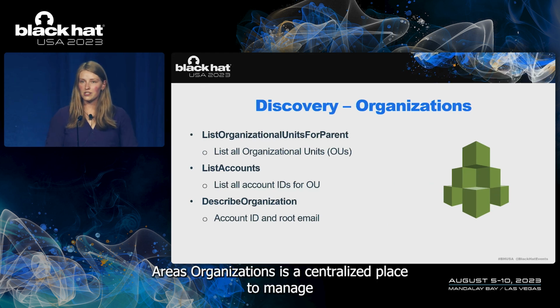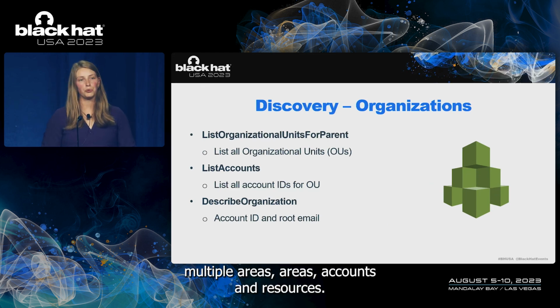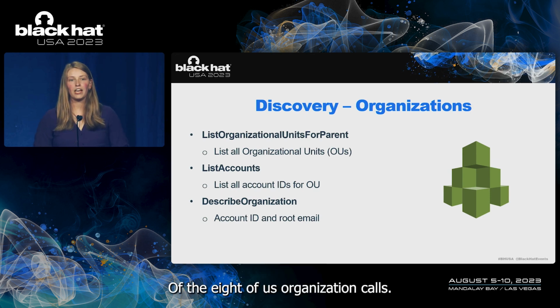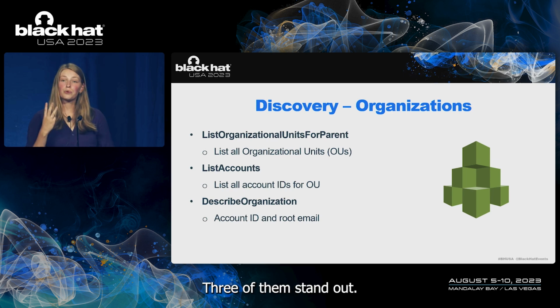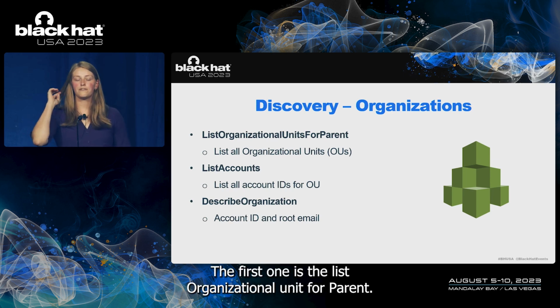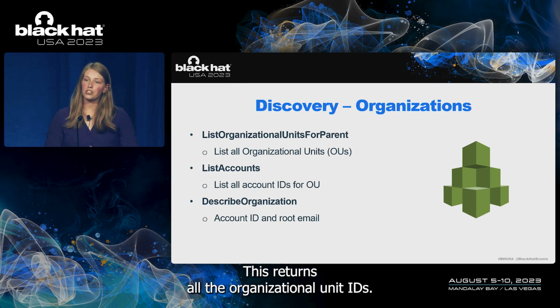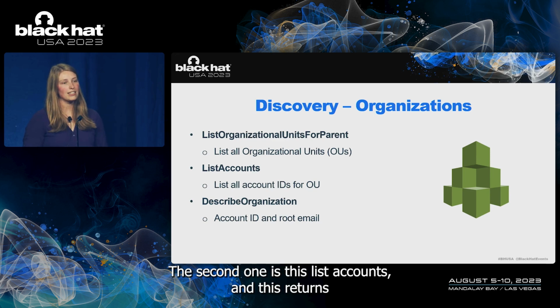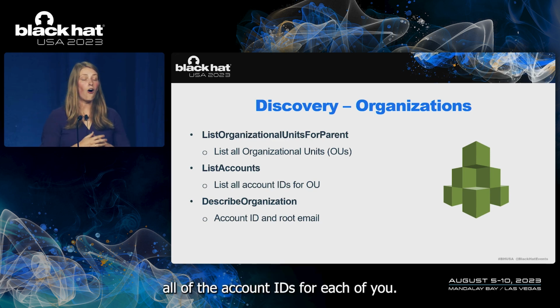AWS Organizations is a centralized place to manage multiple AWS accounts and resources. Of the AWS Organizations calls, 3 of them stand out. The first one is the list organizational units for parent. This returns all the organizational unit IDs. The second one is list accounts, and this returns all of the account IDs for each of them.